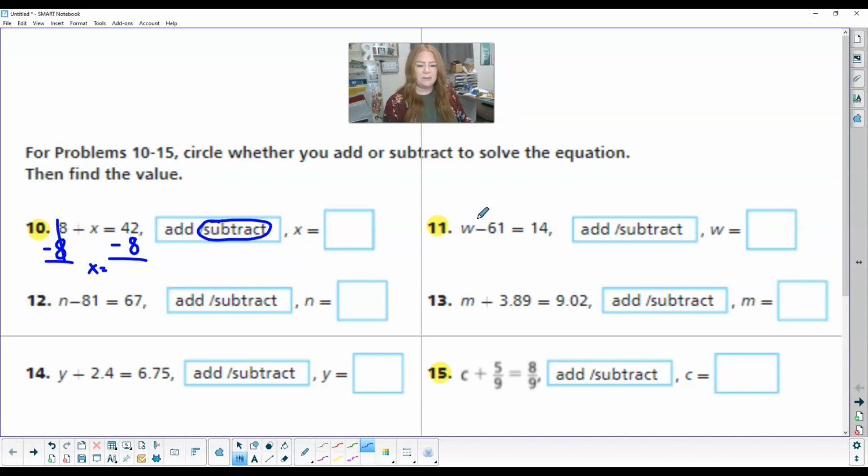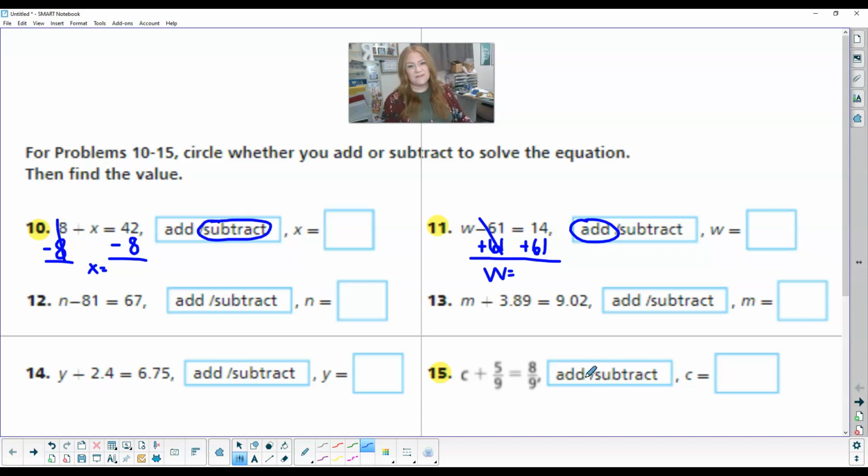Number 11, we have w minus 61. So I'm at negative 61, so to get to 0, I need to add 61. So I'm going to add 61 to this side. I'm going to add 61 to this side. So if I have a negative 61 and I add 61, I've canceled it out to 0. So w equals 14 plus 61. If you go ahead and add those together, you will get the value of w.